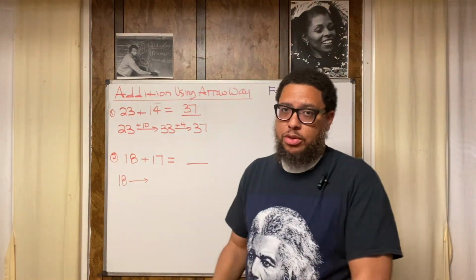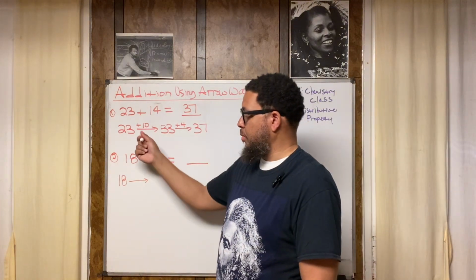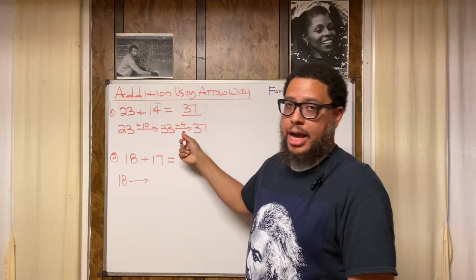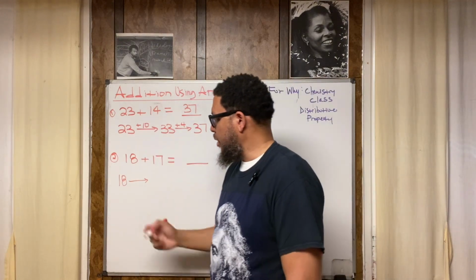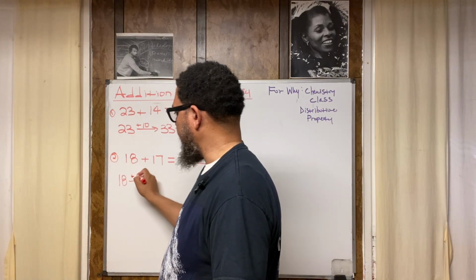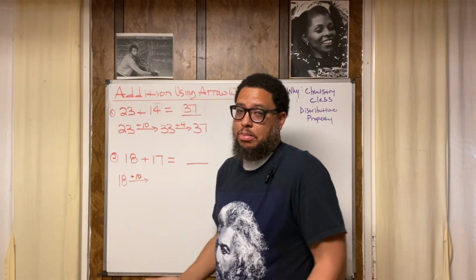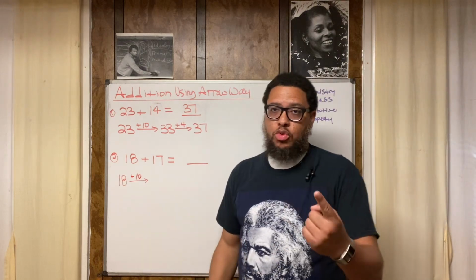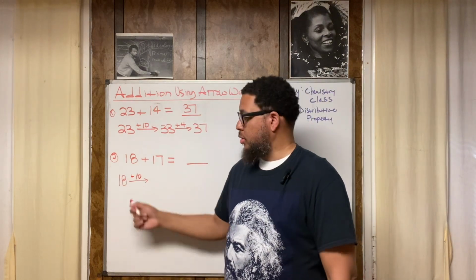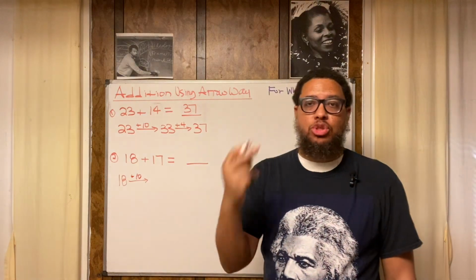I'm going to add the tens first. See, it's the same process. Up here, I added the tens first, and then I added the ones. Add the tens on top of the arrow, add the ones on top of the arrow. So I'm going to do plus 10 right here. And what does that give me? What's 18 plus 10? It's 28. Why? Because 18 is one group of 10 with 8 ones. So if I add another group of 10, now I got 2 groups of 10.